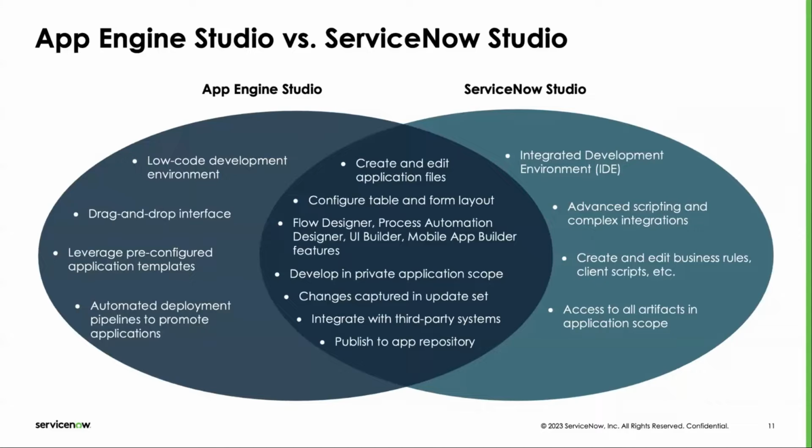But as you can see in the screenshot, there are a lot of things that they each do separately, and there are a lot of things that they do together. So both of them can publish to the app repo. Both of them take advantage of all of the different builders. One of the biggest differences between Studio and App Engine Studio, as far as the builders are concerned, is that App Engine Studio provides you those builders in a logical way, whereas Studio just provides you access to those builders.